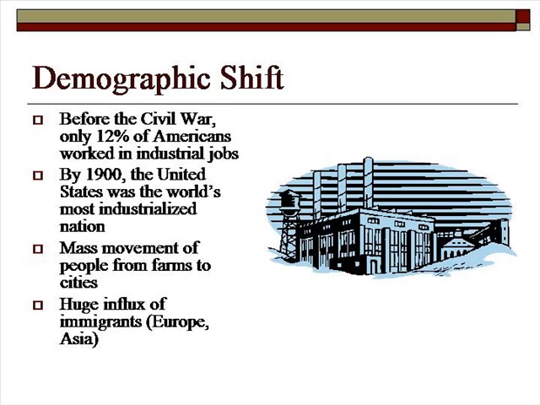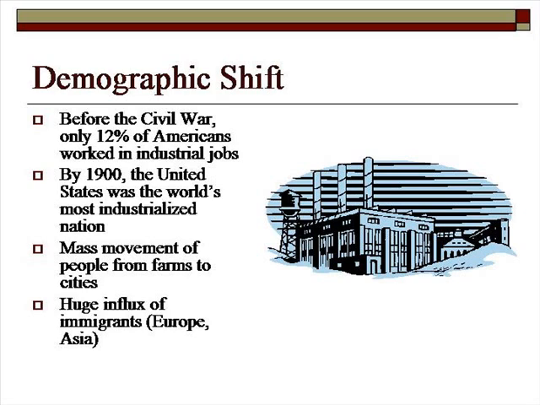As I said before, there was a real shift in terms of where people lived. So before the Civil War, let's take a look and see what Americans were doing. It turns out that only about 12% of Americans worked in industrial jobs. The vast majority of those were in the northern part of the country, in factories. The rest of the people were agrarians, they worked in the fields. They were in agriculture, they were farmers. By 1900, however, the United States was the world's most industrialized nation. So in those about 40 years there was a huge shift driven by the Civil War and the need to build arms and armaments.